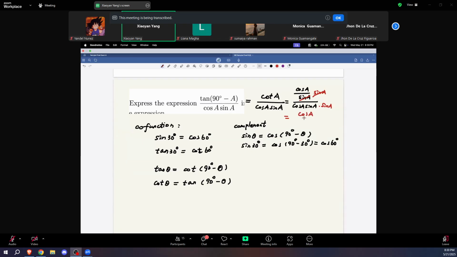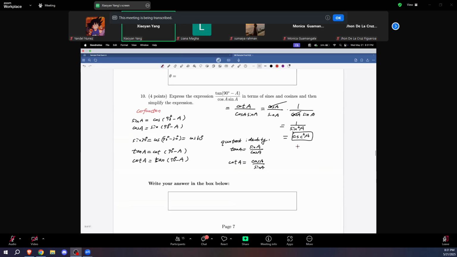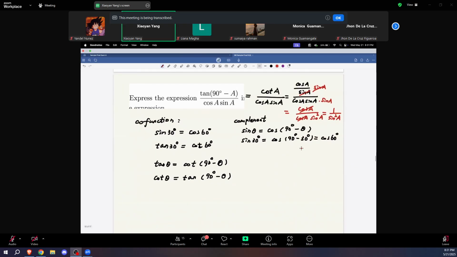So we are left with cosine A over cosine A, sine A times sine A, sine A squared. The cosine cancels, equal to 1 over sine squared A. What's the reciprocal of sine? You can just simply do it like this, okay? Then simplify the expression. You can give the final answer as cosecant squared A. That's it. Or you just leave it like 1 over sine squared A.